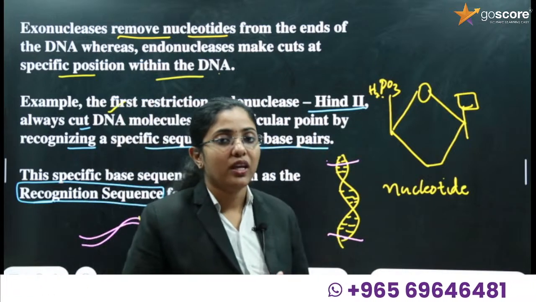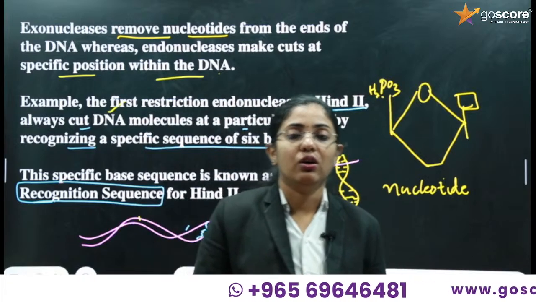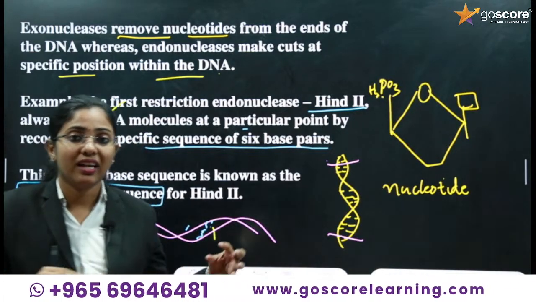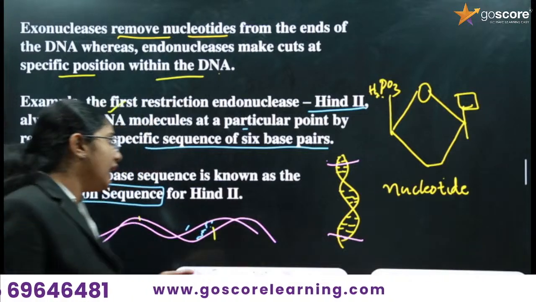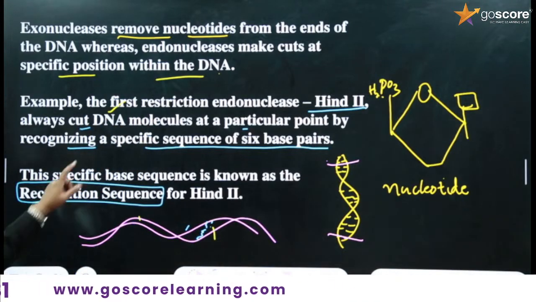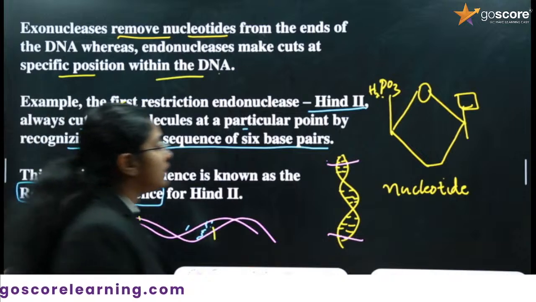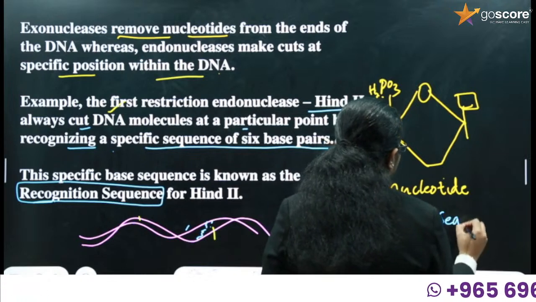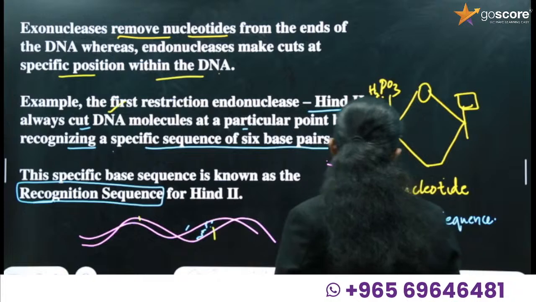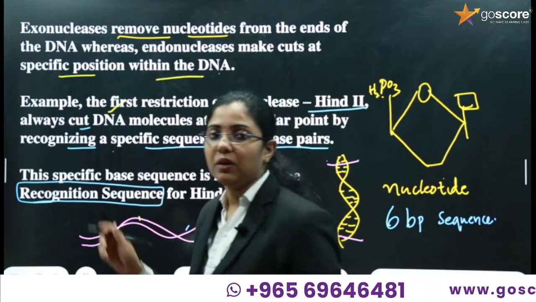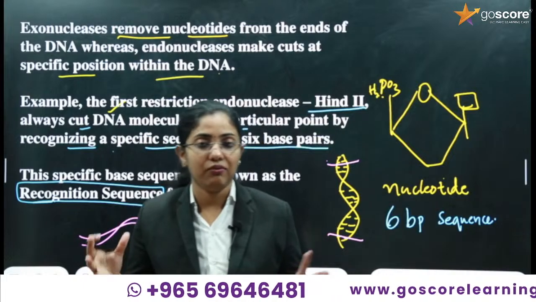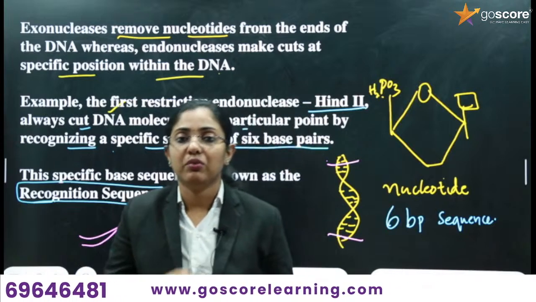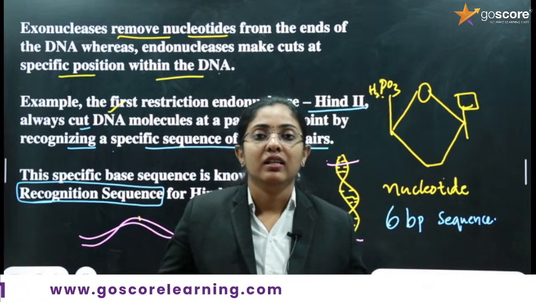So we can say the endonucleases or exonucleases have a specific number of sequences to identify the cleavage site, and that particular point is known as the recognition sequence. And this sequence is a 6 base pair sequence in the DNA. If a 6 base pair sequence is present in DNA, that will act as the recognition sequence, and if the recognition sequence is identified, then the restriction endonuclease will act upon it and it is cleaved.